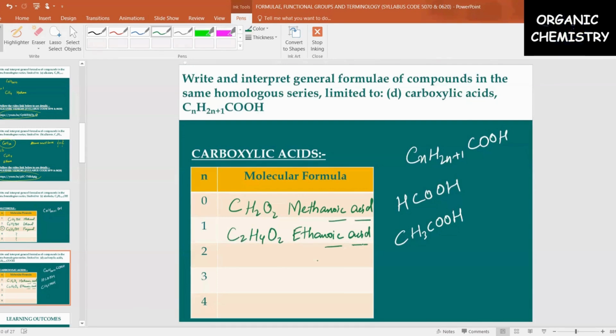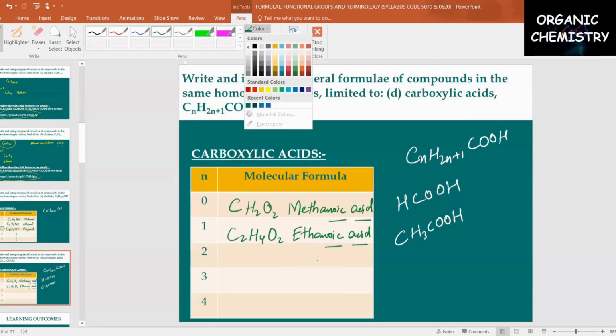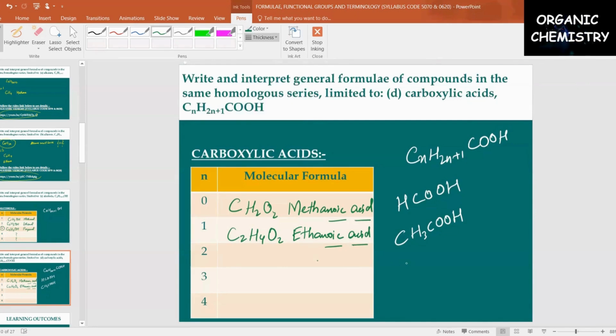What about the third member? If you take n as 2, you have C2, 2 multiplied by 2 is 4, 4 plus 1 is 5, C2H5COOH. So the molecular formula will be C3H6O2. The name will be propanoic acid. Now I want you to work out the molecular formula for the fourth and fifth member of carboxylic acids.